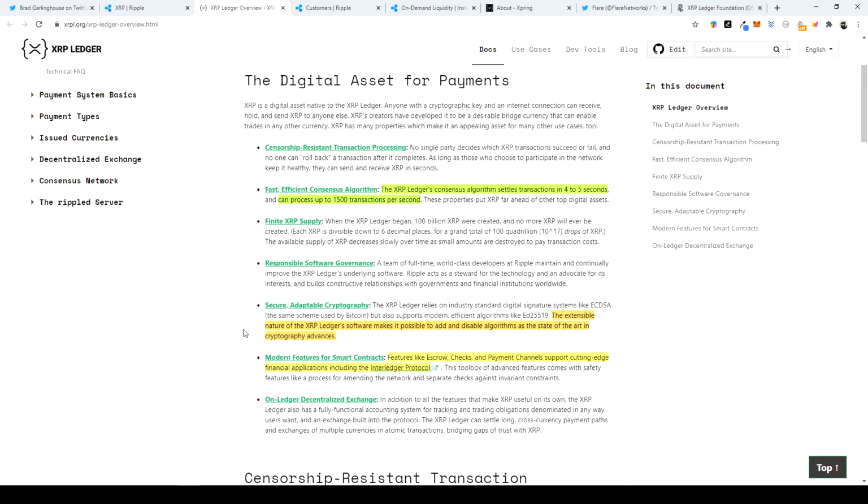Okay, so this is very important because you know that there are constant developments in the cryptography world. So the extensibility of the XRP ledger is something that has to be noted. You know about quantum computing and quantum algorithms, and so on and so on. So this is important. Modern features for smart contracts. Features like escrow, checks, and payment channels support cutting-edge financial applications, including the Interledger protocol. XRP Ledger has also decentralized exchange.